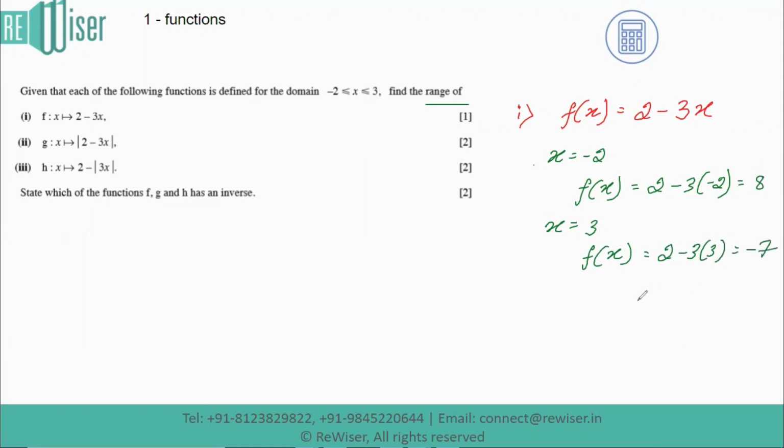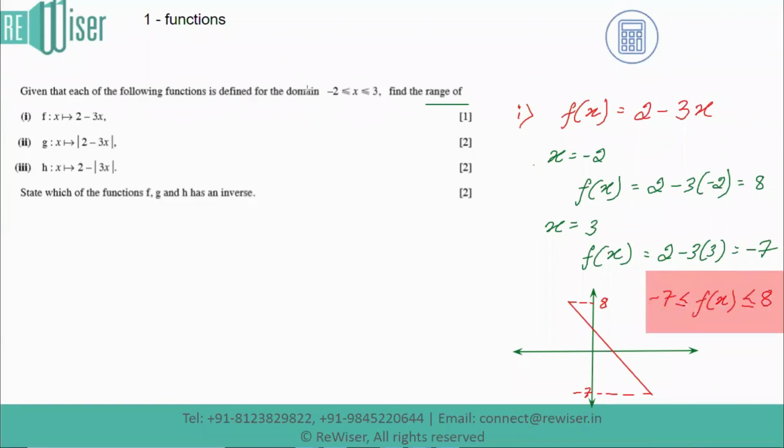Now, if you observe this, this is going to be a linear graph, and the graph would roughly look something like this. When x is minus 2, it's some positive value, positive 8, so something like this. And when x is 3, it's some negative 7. So the maximum possible value of y in this case is positive 8, and the minimum value of y is minus 7. That is the reason the range for part 1 has to be where f of x is between minus 7 to positive 8. So this is the right answer for part 1.